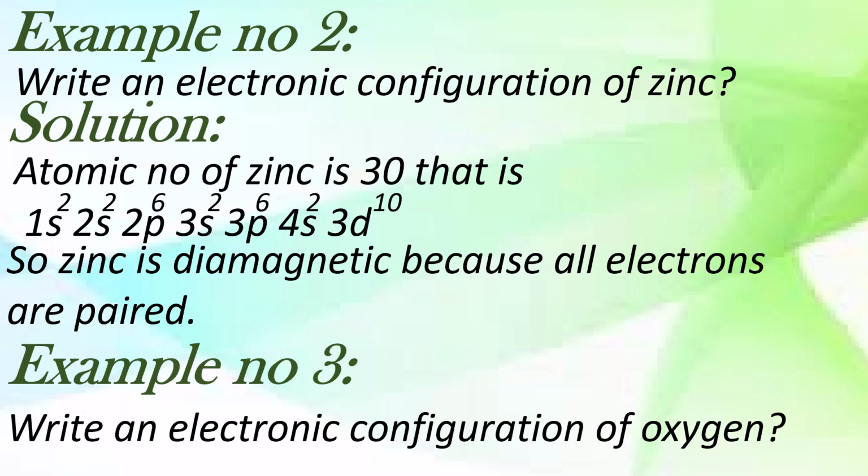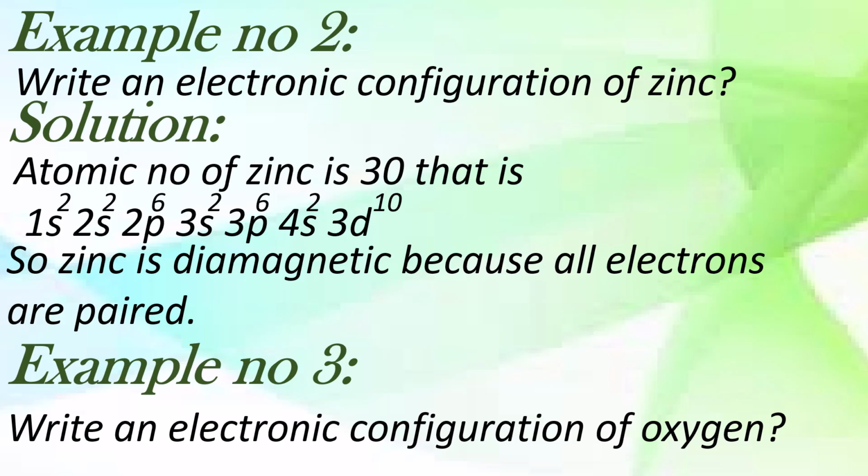The 3d orbital consists of 5 orbitals containing 2 electrons each, a total of 10 electrons, and a total of 30 electrons. So zinc is diamagnetic because all electrons are paired. In the d orbital, each of the 5 orbitals can hold 2 electrons. So d orbital can hold 10 electrons. So all electrons are paired according to Hund's rule. So zinc is diamagnetic because all electrons are paired. Zinc is diamagnetic, meaning it is repelled by a magnetic field.